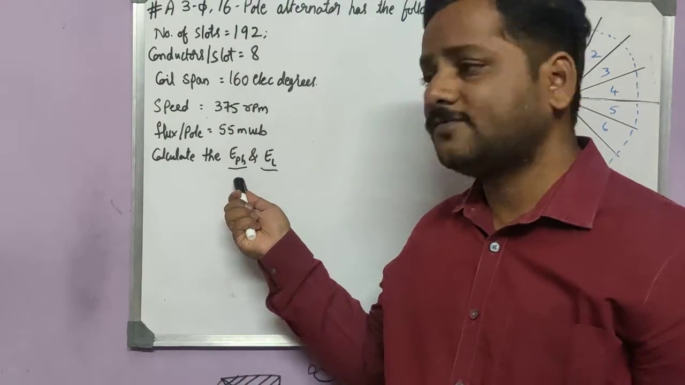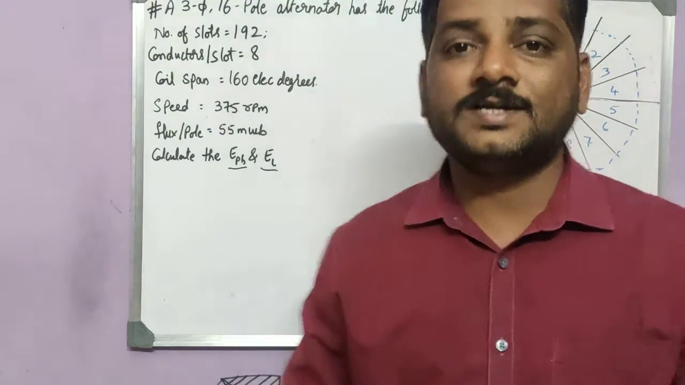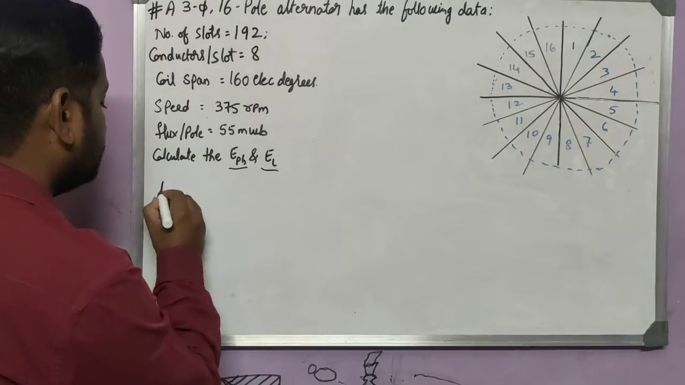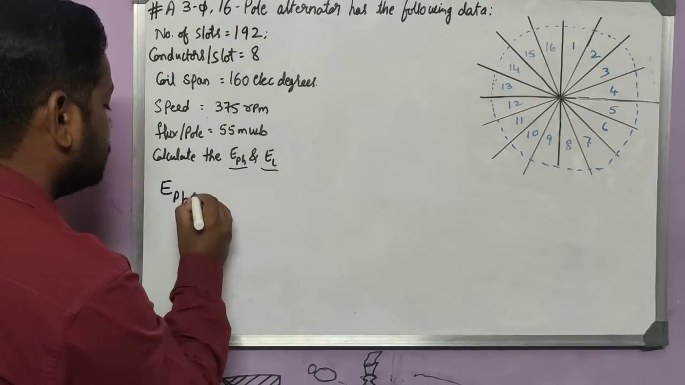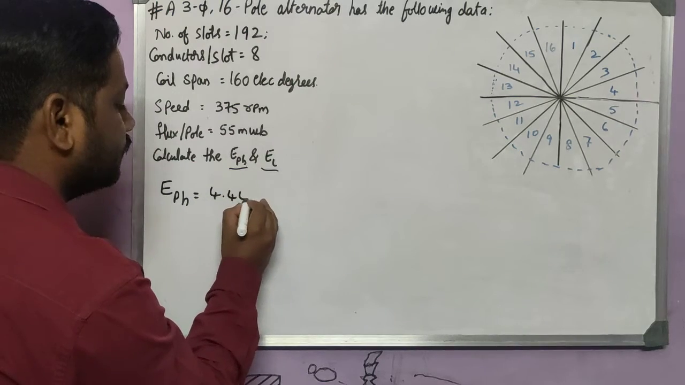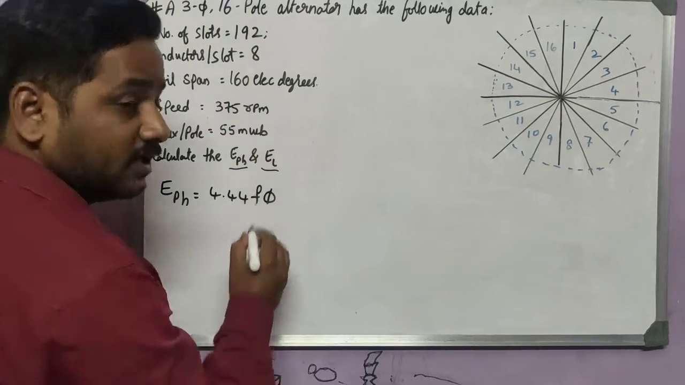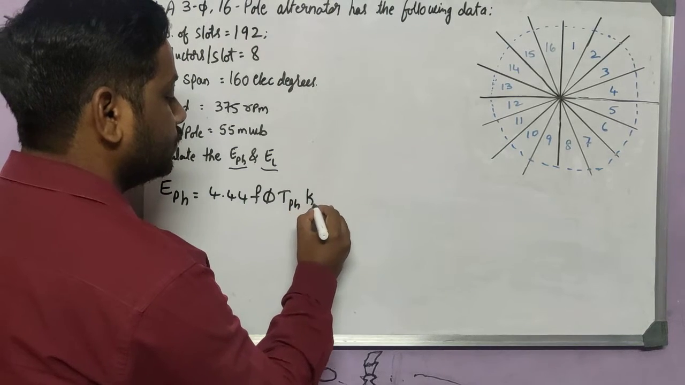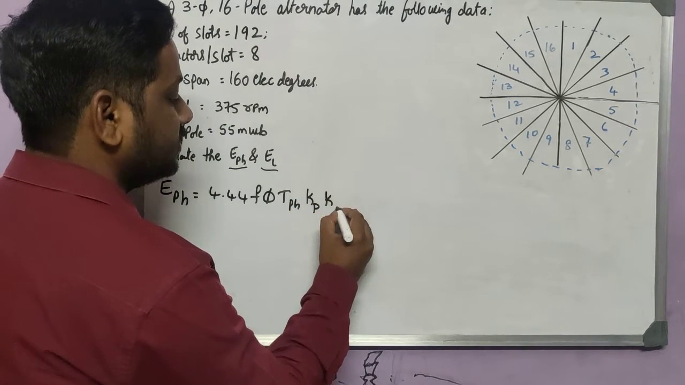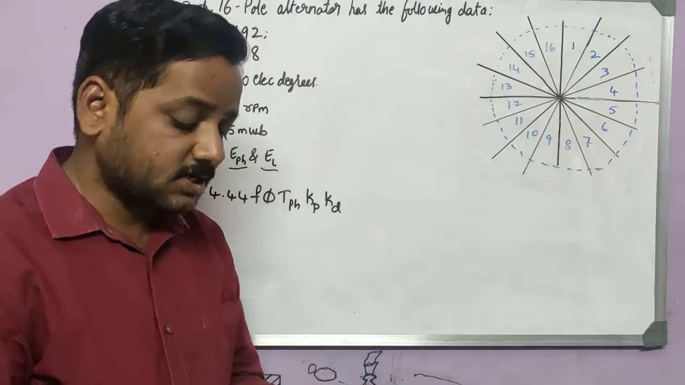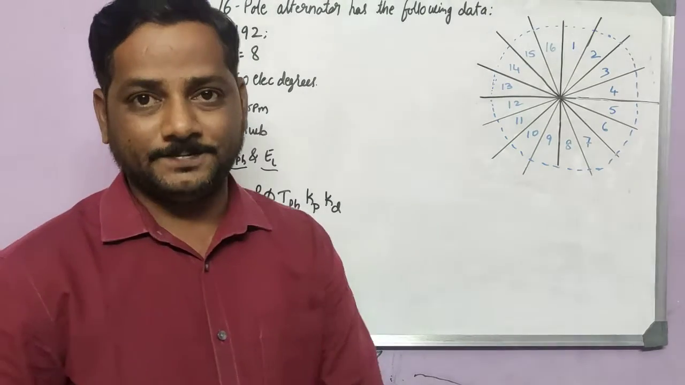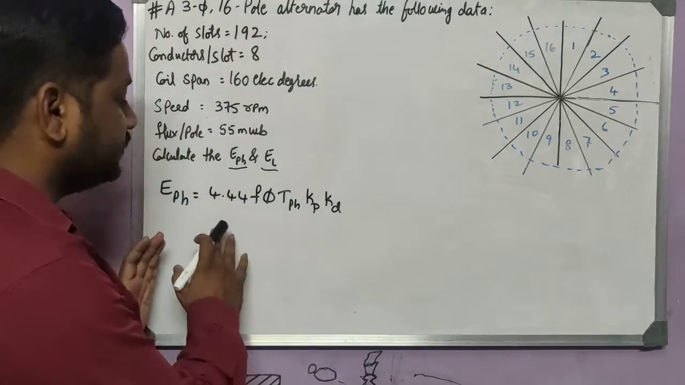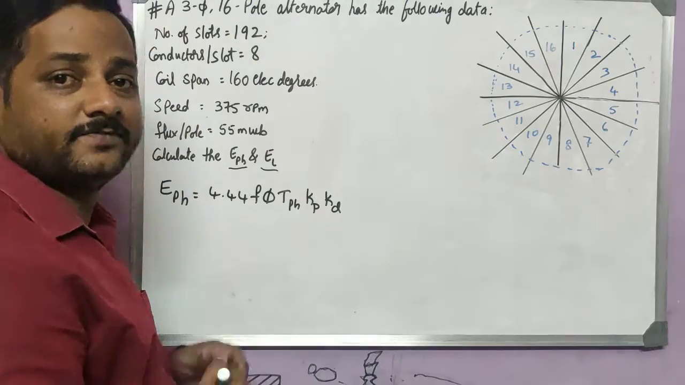So what is the formula for E phase? If it is an alternator, the formula for finding the phase voltage is 4.44 into frequency into flux per pole into number of turns per phase into pitch factor and distribution factor, which are called in short Kp and Kd. So here we need to get all this information to identify E phase.